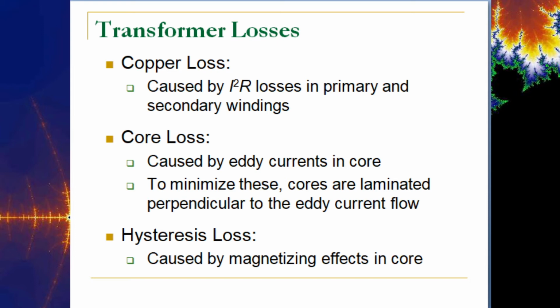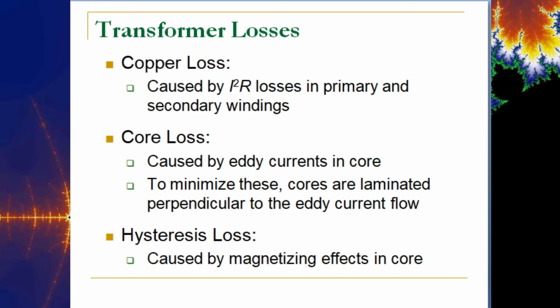And then, just by the magnetizing effects in the core, when you get that flux linkage in the core, you get this back and forth where it magnetizes, it demagnetizes. So it's charging and discharging, charging and discharging. We call that back and forth kind of like a hysteresis.